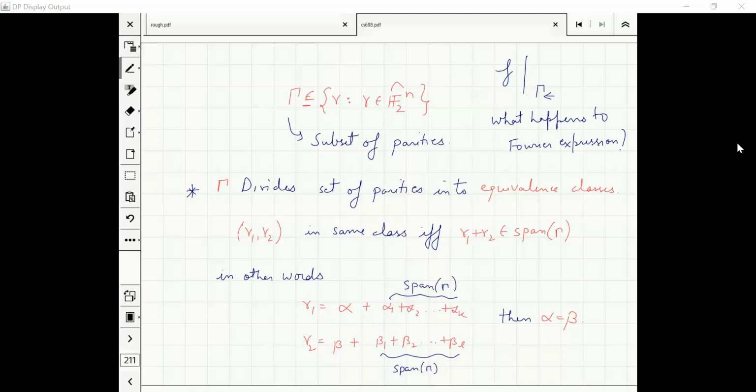Right? So then we say that two parities are related if they can be written in terms of each other using gamma. Does that sound good? Does the definition become clear? This is what we wanted, right? Two parities are related if one parity can be written in terms of the other using gamma. In some sense, the parities in gamma are free.